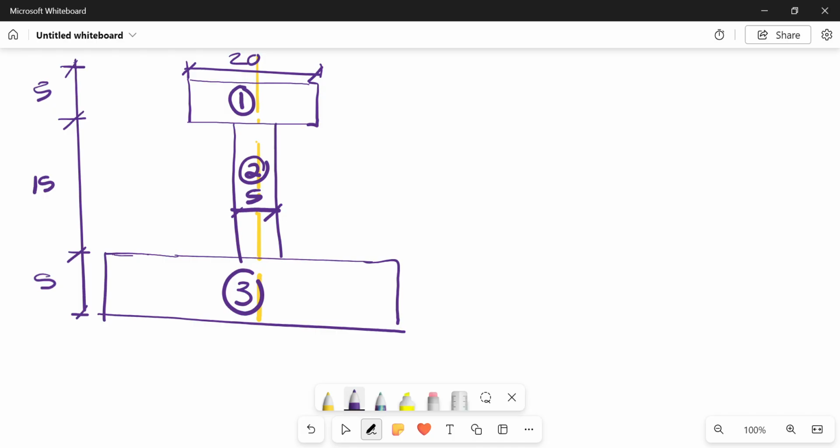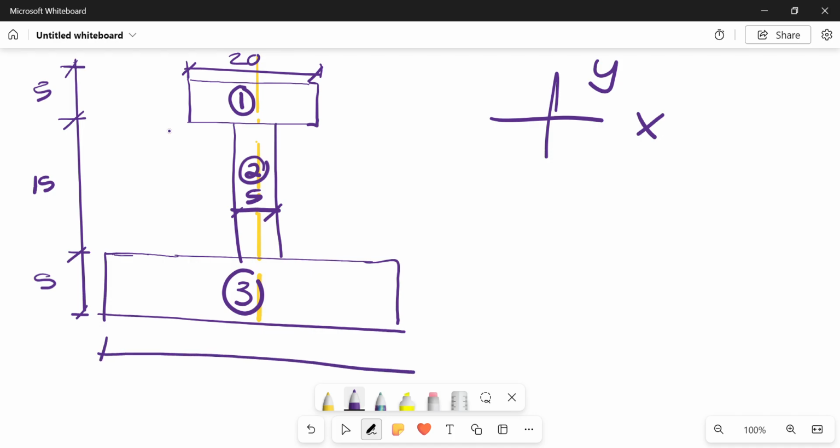So this is what an I section would look like. It is symmetrical along the y-axis. Okay, so remember we have x and y, so it's symmetrical about the y-axis. If you folded it in half, it would essentially be symmetrical. Okay, see, there's a dimension I've left out there. Let's give this 30.